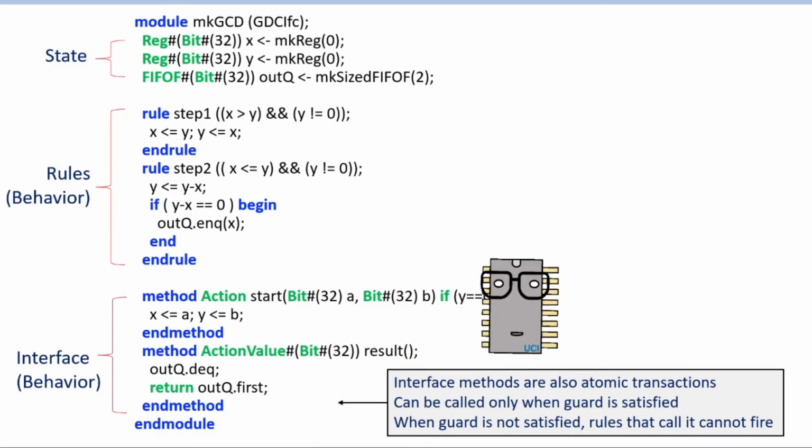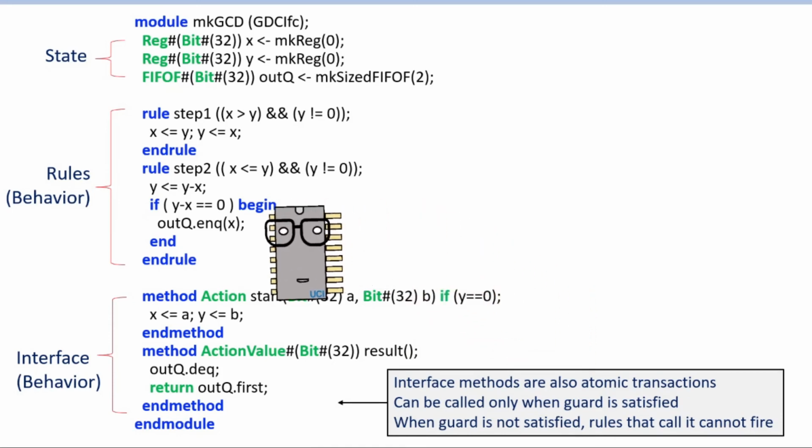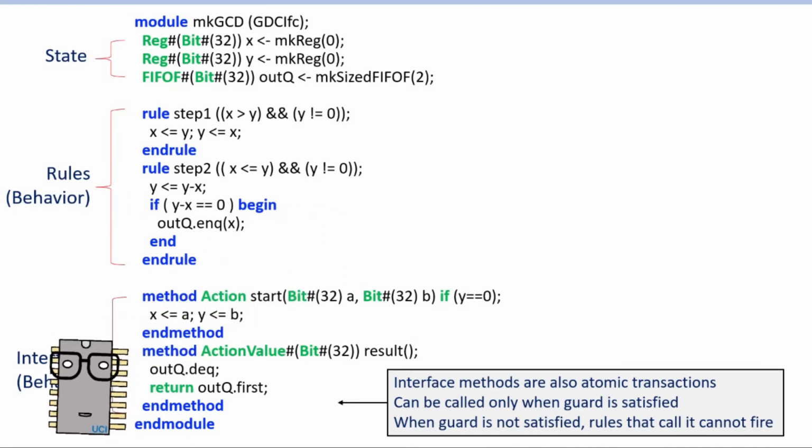And when the computation is done, remember that we push the output results into the output queue. And there's a method called result. Someone in the outside world will be polling this result function: there's going to be a rule that tries to call this function at every given cycle, although it might not be able to call it every cycle because of the guards of its subcomponents, for example.